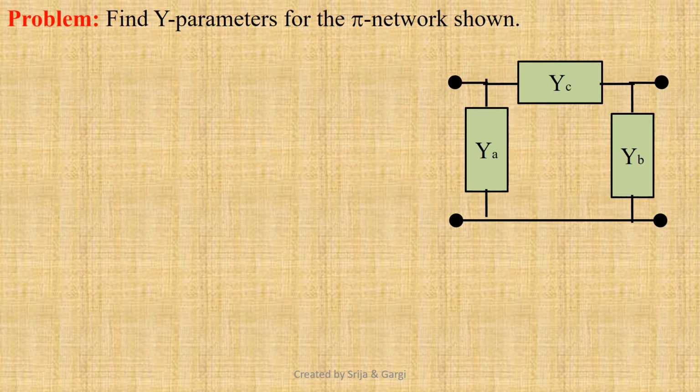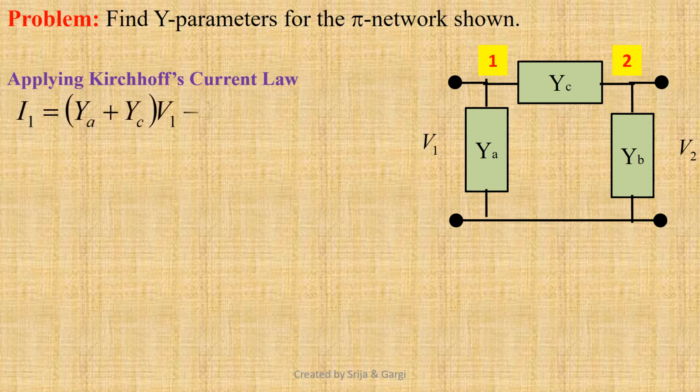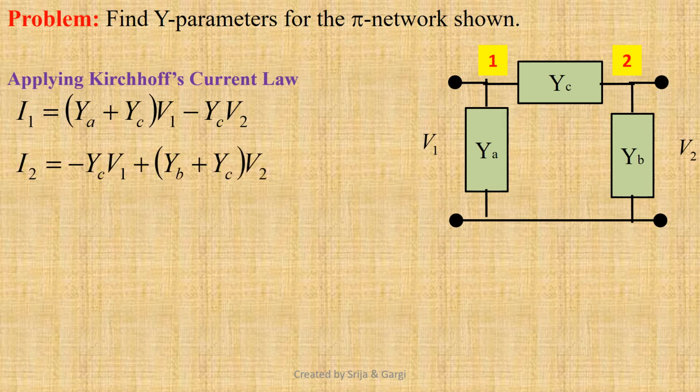Now we shall solve a couple of numerical problems. First, we shall find Y parameters for the pi network shown. Let us assign input and output port voltages as V1 and V2 and identify the nodes 1 and 2. Now we shall apply Kirchhoff's current law at node 1 and we get I1 equals (YA plus YC) times V1 minus YC times V2, and applying Kirchhoff's current law at node 2 we get I2 equals minus YC times V1 plus (YB plus YC) times V2.